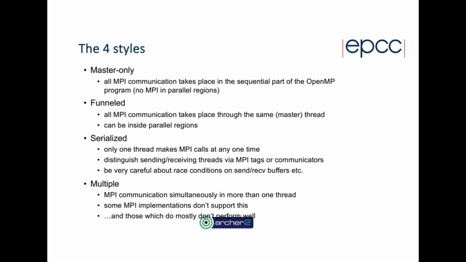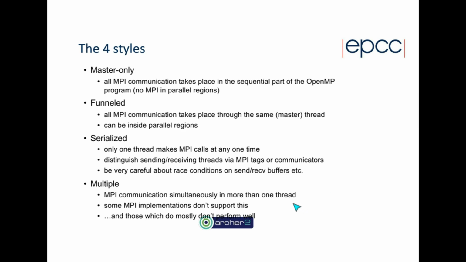We now have some problems. As soon as we start allowing multiple threads to communicate, we have to invent some mechanisms to distinguish sending and receiving threads, to try and make sure that messages end up being received by the correct thread. I'll talk a little bit about how that's done later on. So either use MPI tags or communicators to do it, which is a bit messy. And now we start having to care about race conditions on MPI buffers and so on.